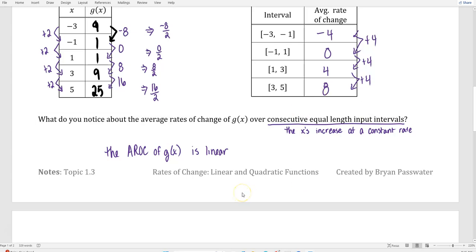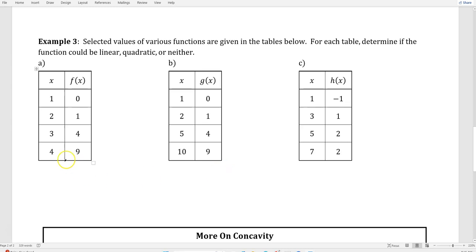So your assignment is going to ask you to tell from a table if functions are linear, quadratic, or neither. So here is what you want to do.